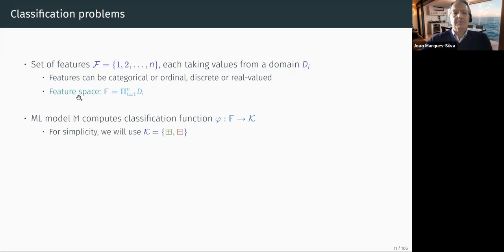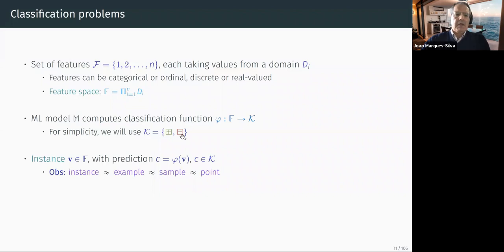And we can view the machine learning model as computing a classification function. So we map feature space to some classes. And for simplicity, in the talk, I'm going to usually focus on plus and minus as the classes. And for a given instance in feature space, we get a prediction, which is computed by this function, and the prediction is one element of the classes. And of course, I'm assuming it is a function.